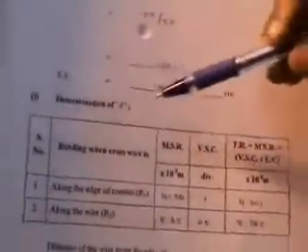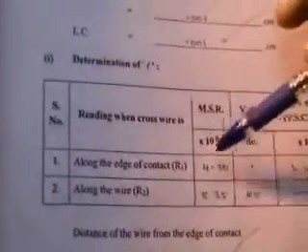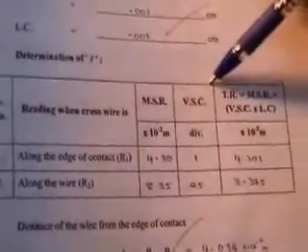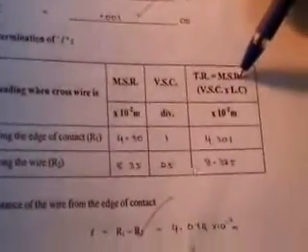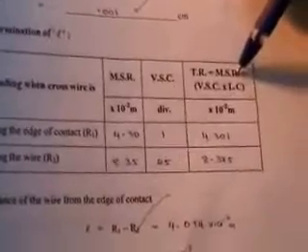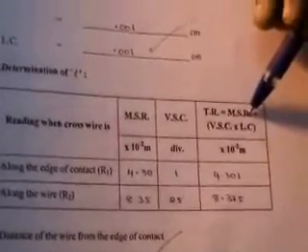Let us now see how to record the readings. The edge of contact R1 I have shown you already. We have to record it in this place. This is a sample reading: main scale, vernier coincidence, and total reading. This is already described in the travelling microscope video.